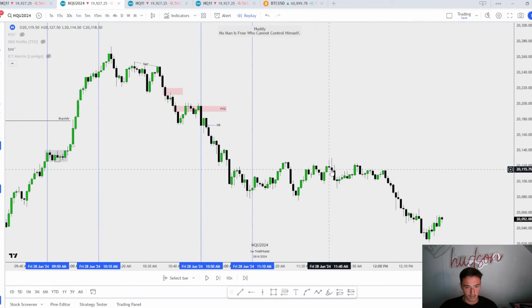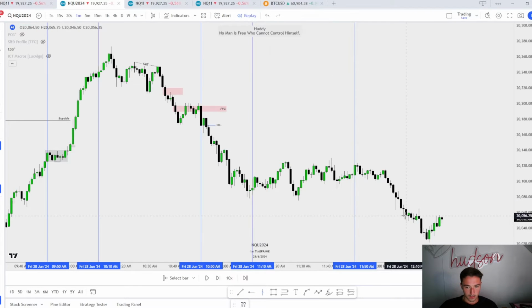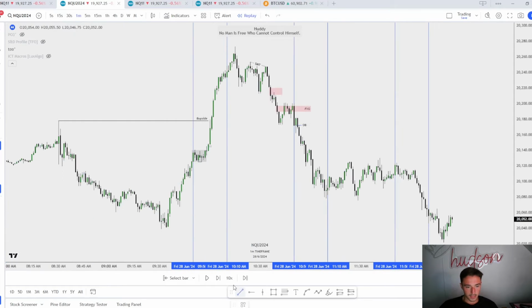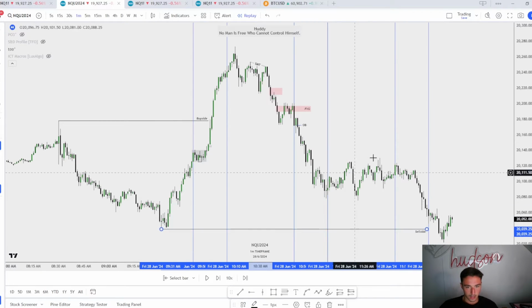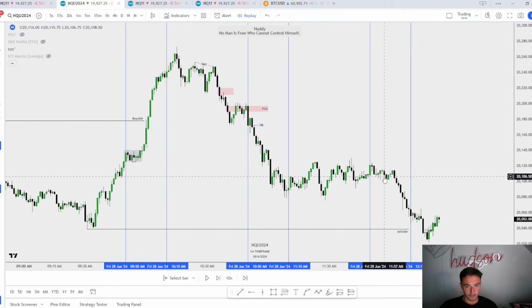So next macro, 11:50. Now this is the lunch macro to 12:10. This finishes the move off to sell side. So as you see, these macros do deliver. Right here we sweep out these highs, get displacement lower. It looks like we want to take that high, but we eventually don't.